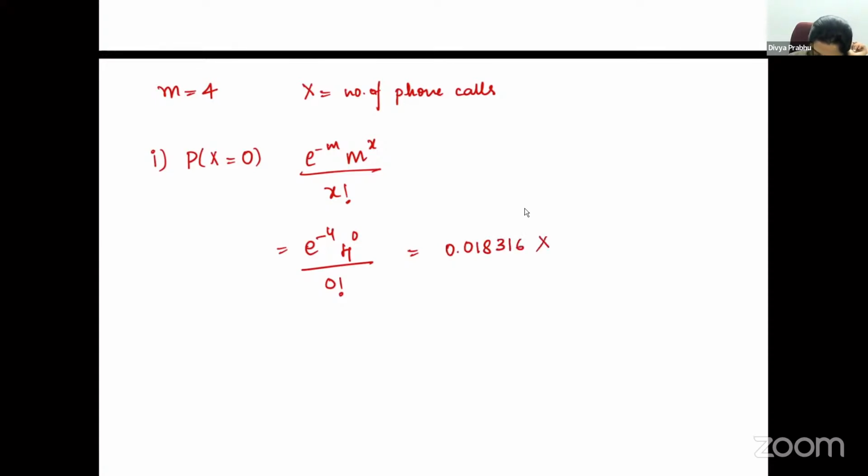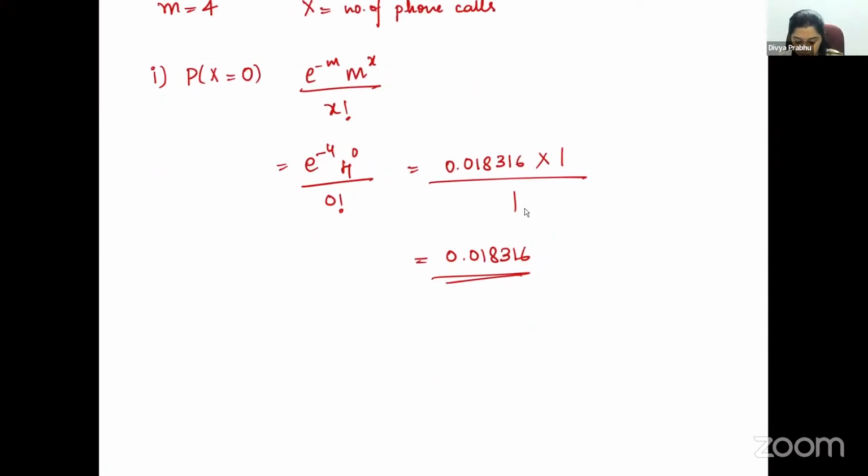0.018316 into 4 power 0. What is 4 power 0? 1. Divided by 0 factorial is 1. So the value is this value itself. The answer is 0.018316. This itself is the answer. Got it, everyone? Understood? Coming to the second part.